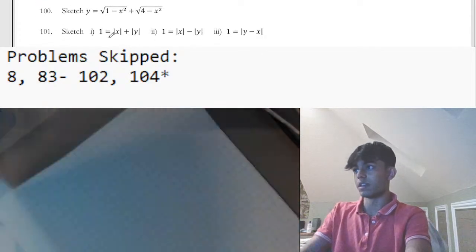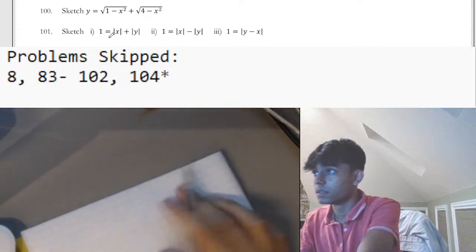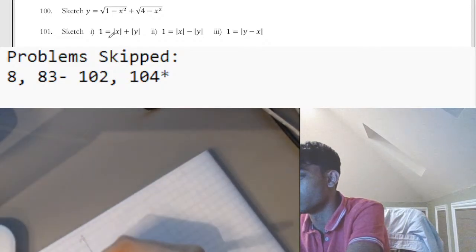Sketch this thing. Getting to the end. I mean it's an even function again, so I'm just gonna do the right half.